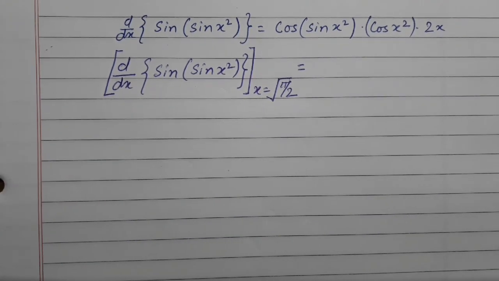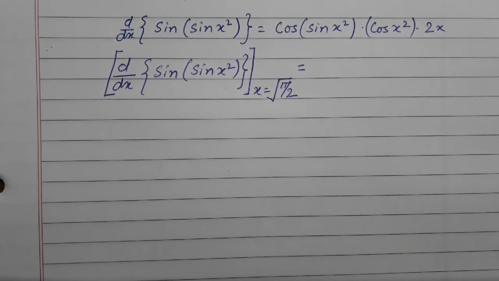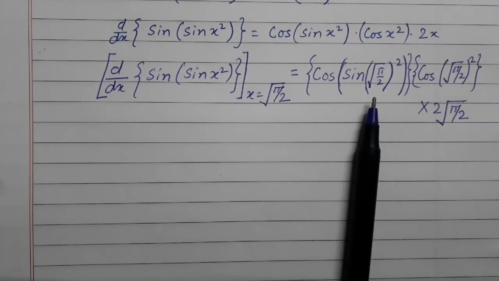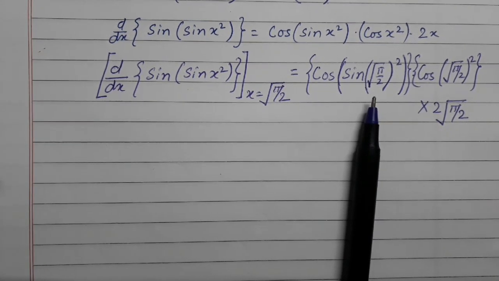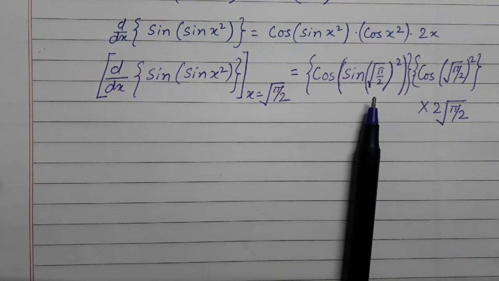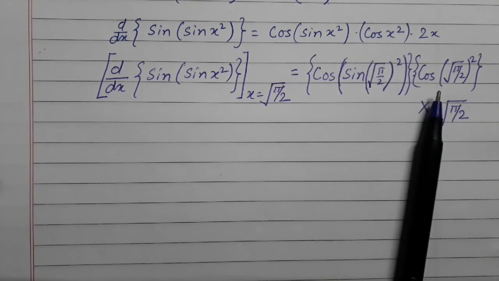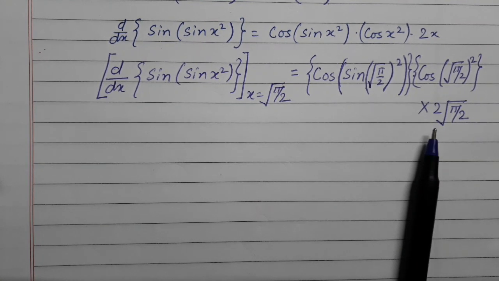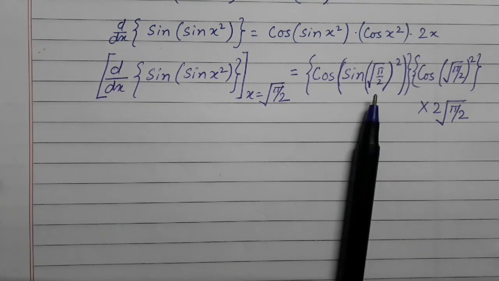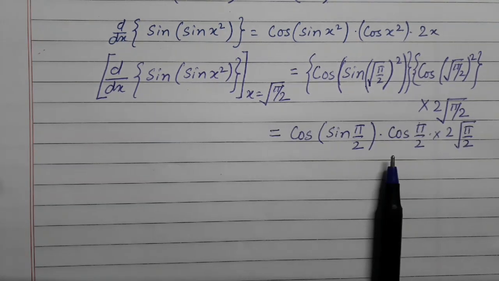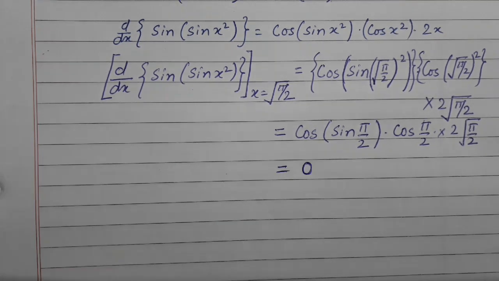Therefore, d/dx of sin(sin x square) at x equals root pi by 2 will become cos of sine of (root pi by 2) whole square, into cos of (root pi by 2) whole square, into 2 into root pi by 2. That is, we have to put root over pi by 2 in place of x. Now this will become cos of sine pi by 2 into cos pi by 2 into 2 into root pi by 2. Since cos pi by 2 equals 0, the answer is 0.